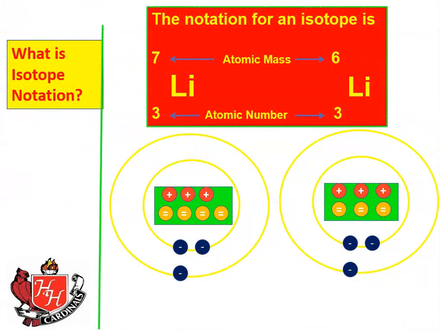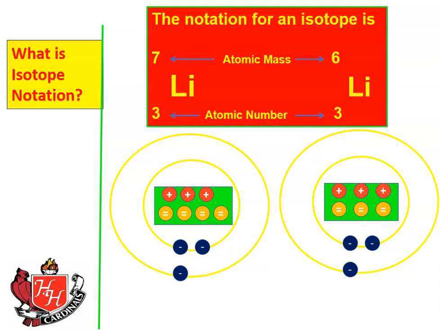So what's the notation for an isotope? You generally only use this if you're dealing with a situation where knowing the isotopes is important. But the notation is you put the atomic mass, or really the mass number of the particular isotope, on top. So the lithium with 4 neutrons is a 7 because there's 4 neutrons plus 3 protons gives you 7.